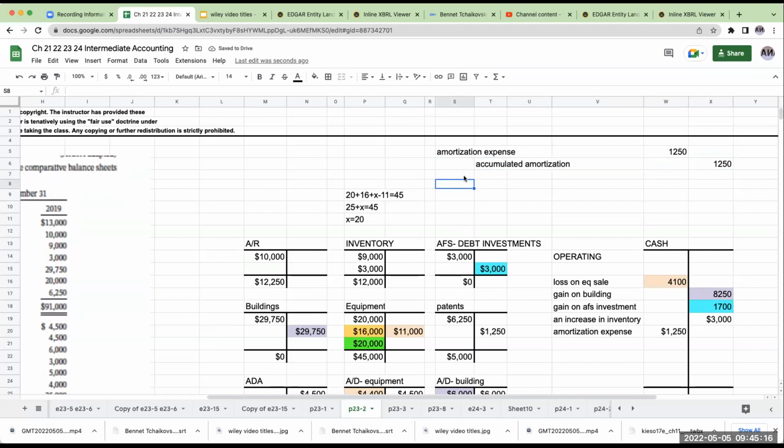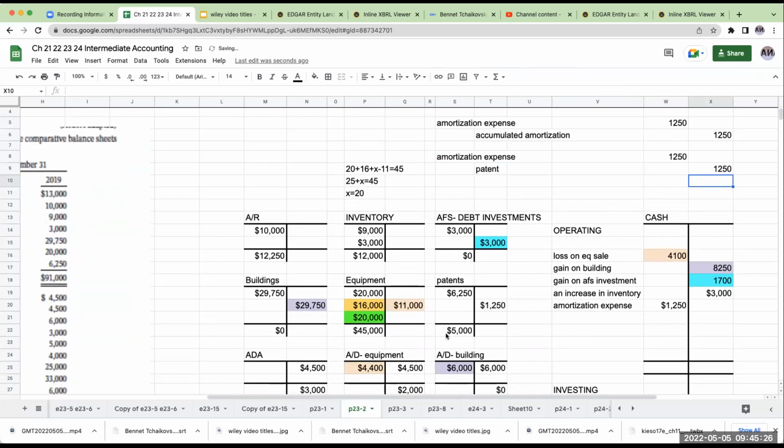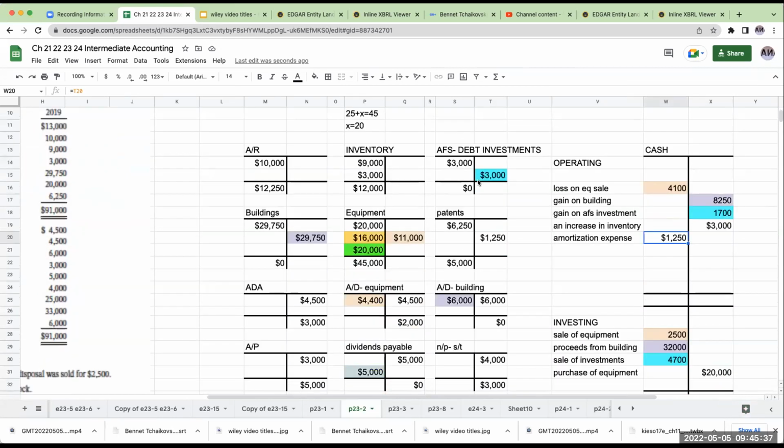But the key is, I can go through here and essentially say amortization expense, and I can credit the patent for $1,250. Either one is acceptable. On the disclosure on your financial statements, you're more than likely just going to say patents, net. But the key thing here is if I'm crediting patents, I do the opposite to cash, and this is going to be amortization expense.